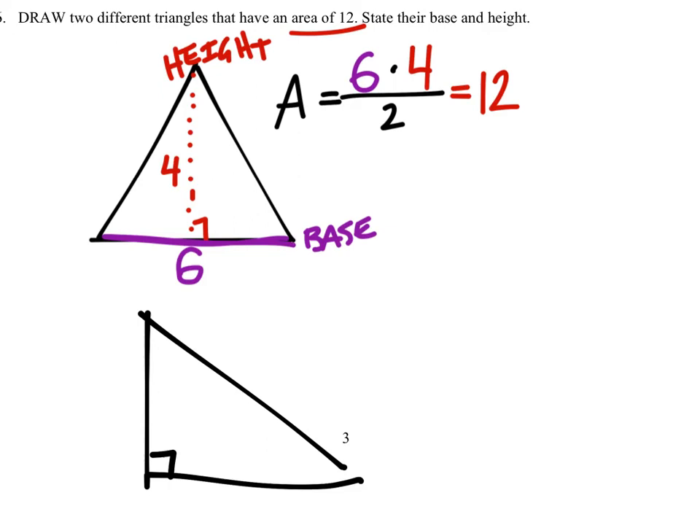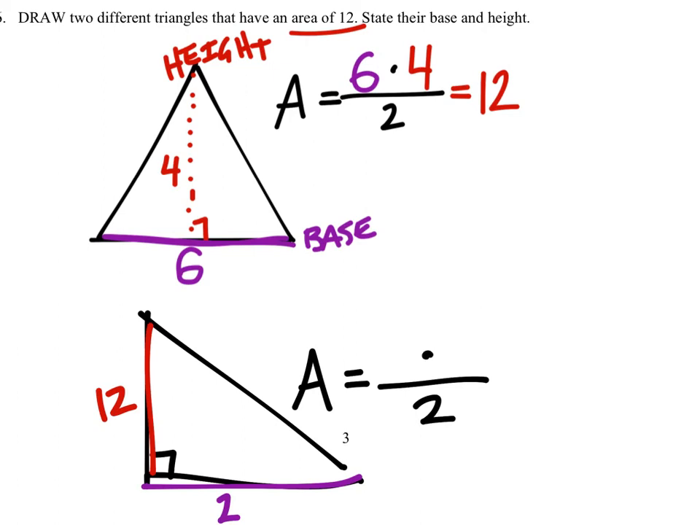What could be the height of this right triangle? Let's not use 6 and 4 again. Let's say it's 12. If its height is 12, then the base must be 2. Now that's not drawn to scale, and that's alright. Well, let's just check to make sure this would work. So I'm going to divide by 2, right? Multiply these. So I've got the base, which is 2, and the height is 12. This equals 12. That's good. And now we have two triangles that have an area of 12, and we've stated the base and height.